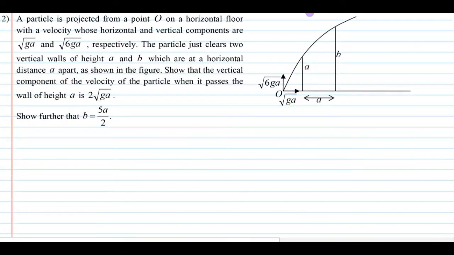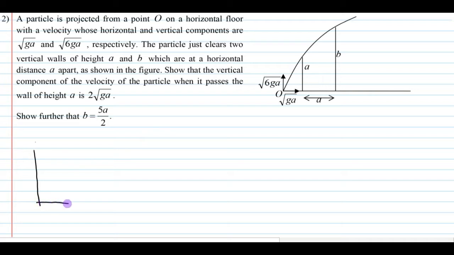Question number 2. A particle is projected from a point O on a horizontal floor with a velocity whose horizontal and vertical components are root ga and root 6ga respectively. The particle just clears two vertical walls of heights a and b, which are at a horizontal distance a apart, as shown in the figure, so that the vertical component of the velocity of the particle when it passes the wall of height a is 2 root ga. Show further that b is equal to 5a over 2.